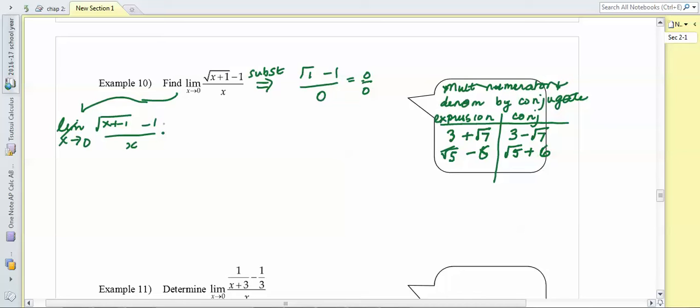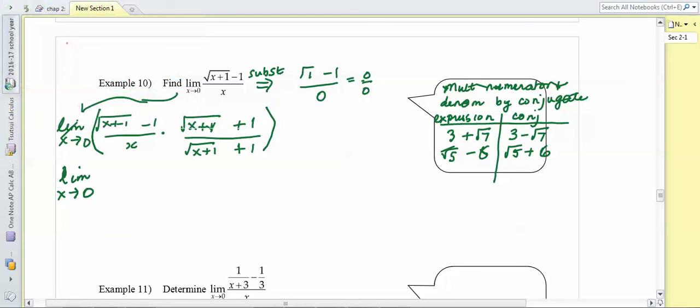Okay, so let's multiply. The radical conjugate here is going to be root x plus 1 plus 1. Don't change what's under the radical sign. You're allowed to do this because it's effectively multiplying by 1. You multiply numerator and denominator by the same thing. Now, when we simplify, we're going to FOIL out the numerator.